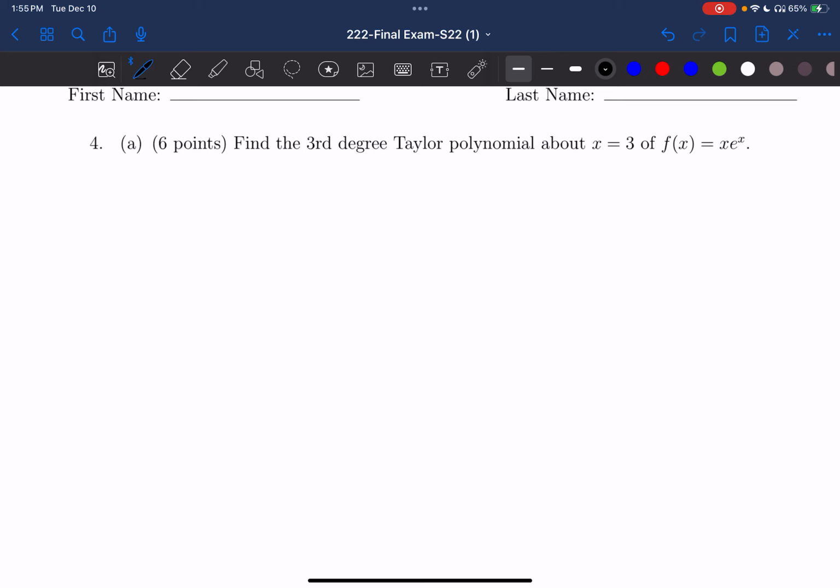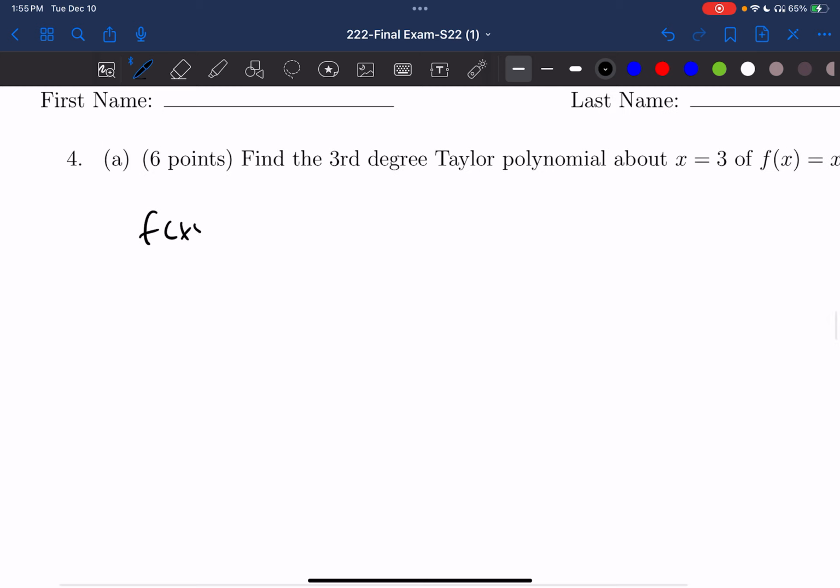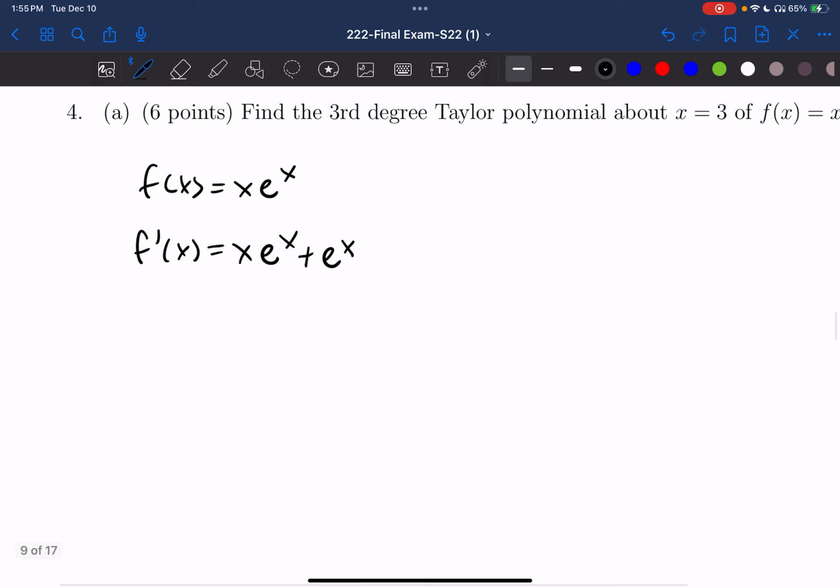Find the third degree Taylor polynomial about x equals 3 for f of x equals x times e to the x. f of x is equal to x times e to the x. Therefore, f prime of x, applying our product rule, first times the derivative of the second, x times e to the x, plus the second, e to the x, times the derivative of the first, which is just 1. f double prime of x will be equal to x e to the x plus e to the x plus e to the x. And this pattern will repeat.